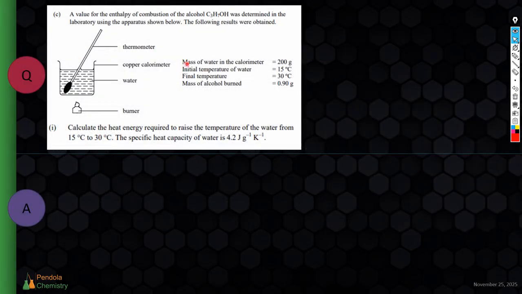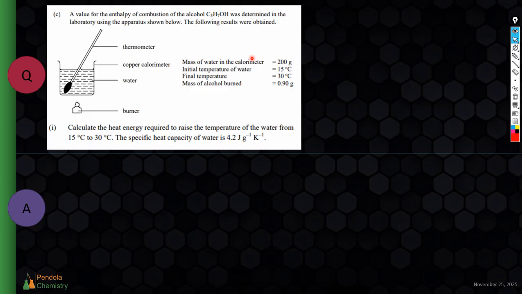This question is from a paper 2. Notice, slightly different picture, but it's the same setup. A value for the enthalpy change of combustion of alcohol, C3H7OH, so this is propanol, was determined in the laboratory using the apparatus shown below. The apparatus shown below is essentially a spirit burner calorimeter. The following results were obtained.